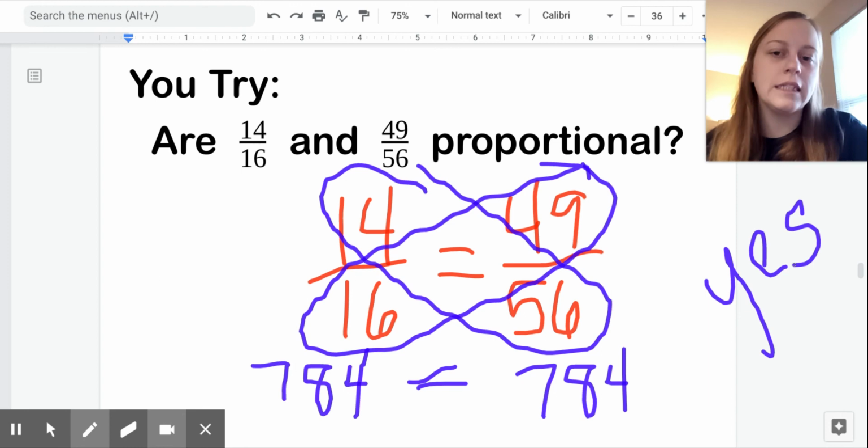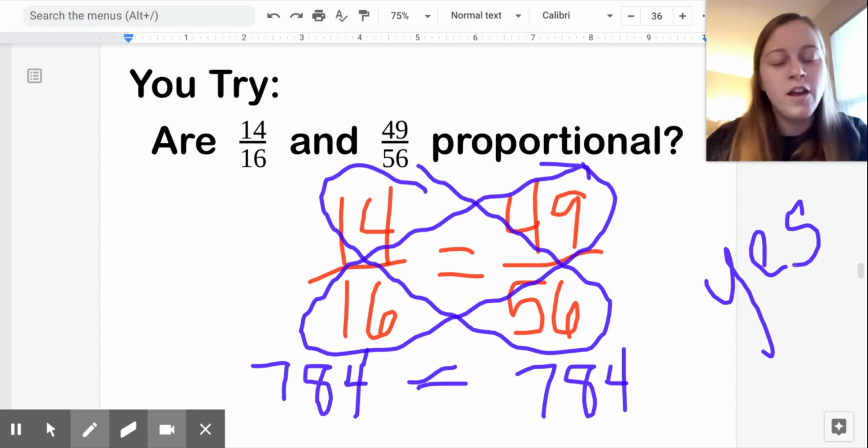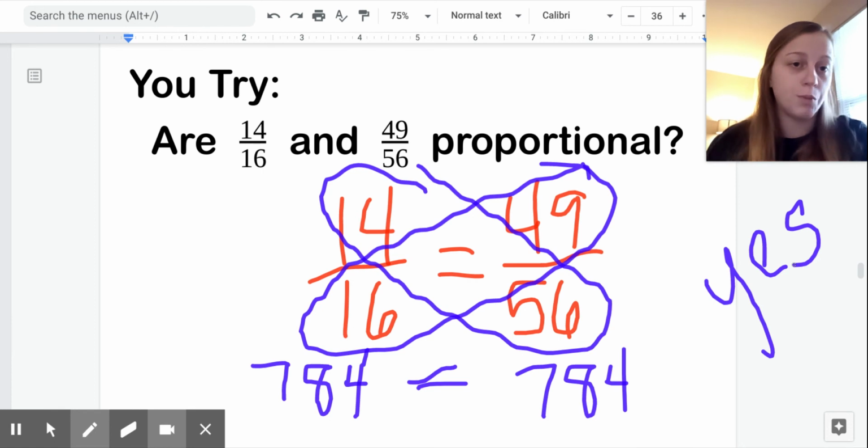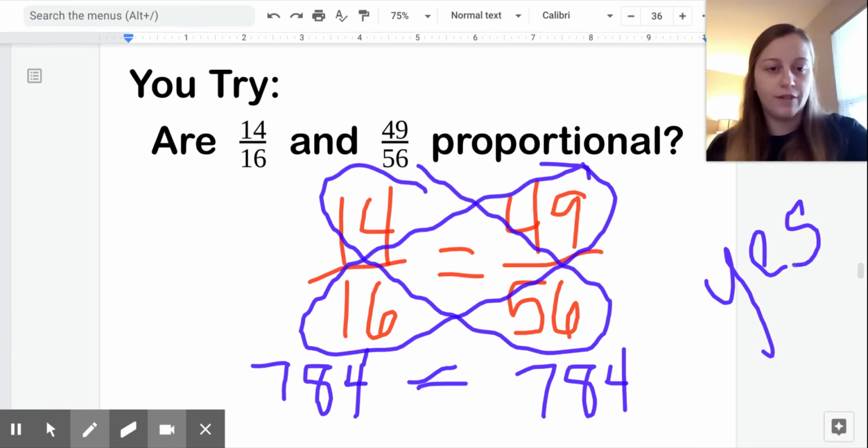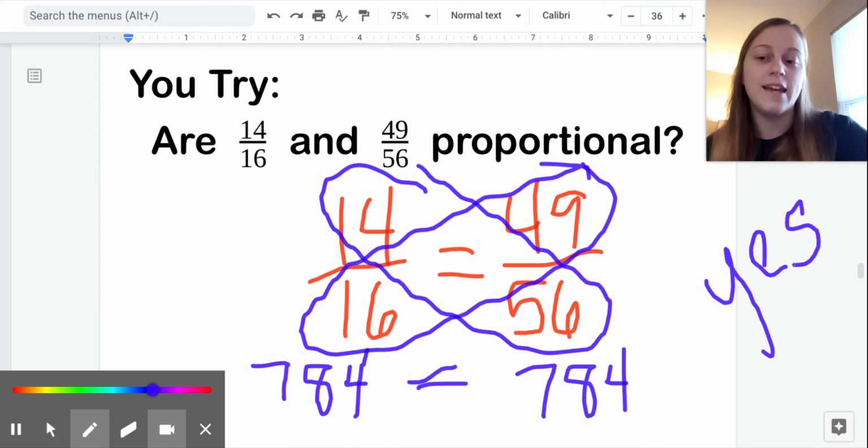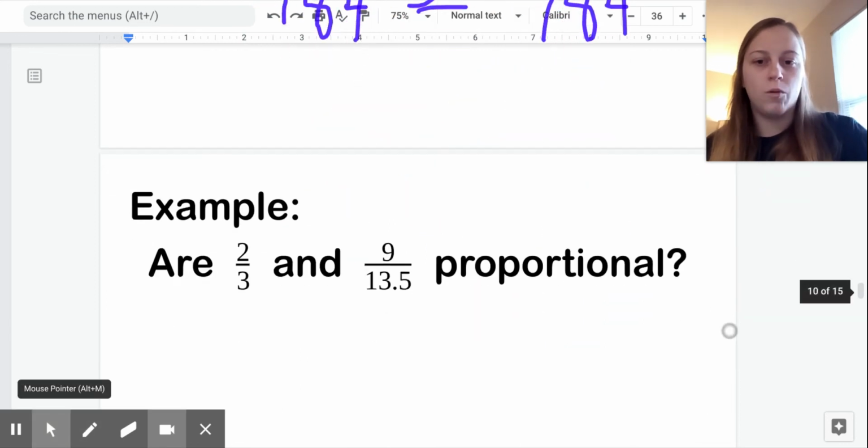So cross products can help when the numbers get a little bit trickier. Remember that in rates and ratios, you can have decimals. And so cross products helps when it's a lot easier than simplifying. But here you can see I also showed my work of cross multiplying. I showed what the cross product was, which was 784. And then I answered yes or no. Let's go ahead. We'll look at another example.